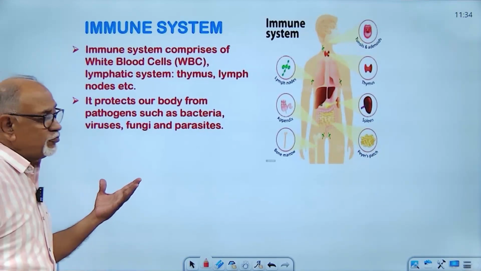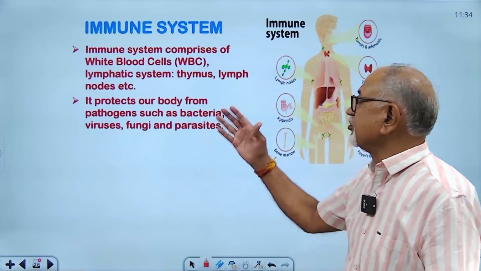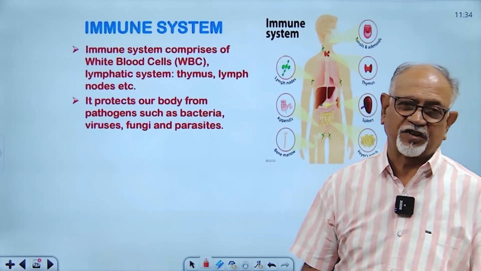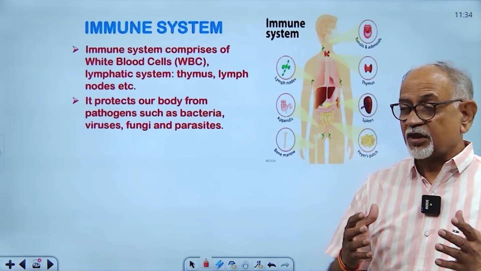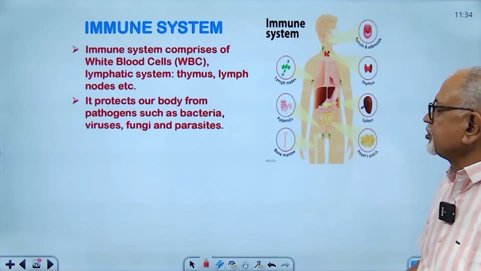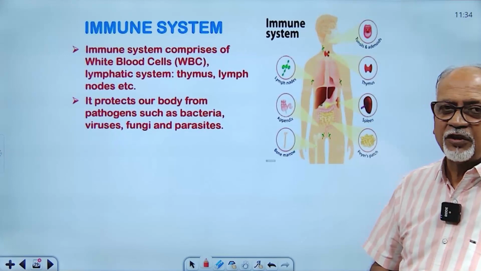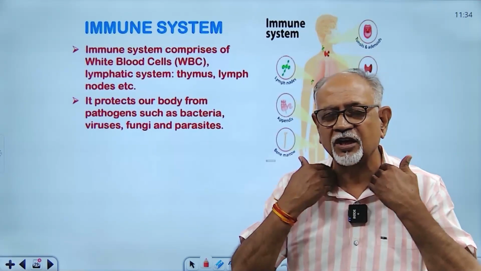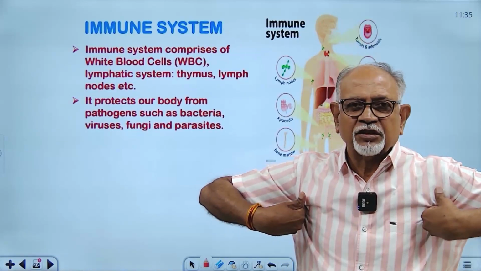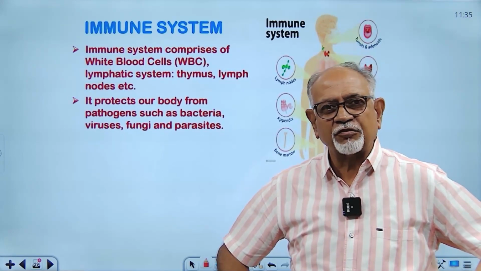Now, a very important system for saving life is the immune system. The immune system comprises white blood cells and the lymphatic system, which includes, you can see in this picture, the lymph nodes in the body. There are cervical lymph nodes here, axillary lymph nodes here, and inguinal lymph nodes between the two legs.